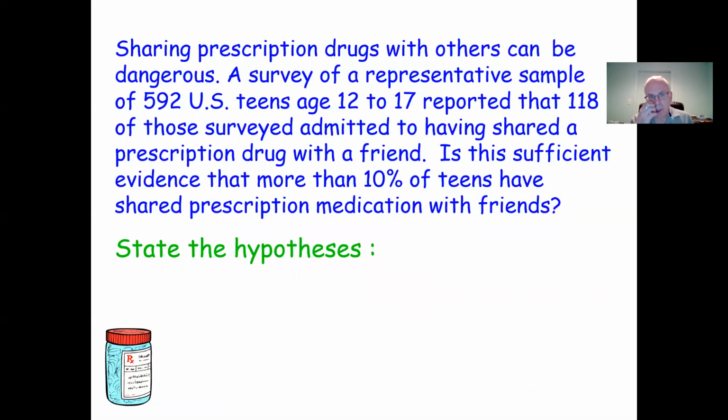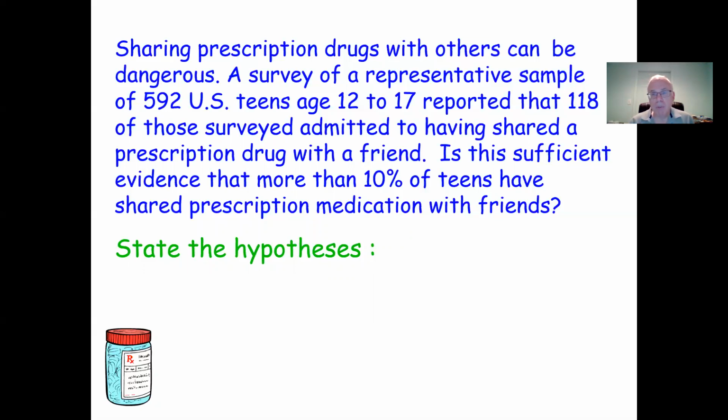So here's a particular problem. It says sharing prescription drugs with others can be dangerous. A survey of a representative sample of 592 US teens, ages 12 to 17, reported that 118 of the 592 of those surveyed admitted to having shared a prescription drug with a friend. Is this sufficient evidence that more than 10% of teens have shared prescription medications with friends?